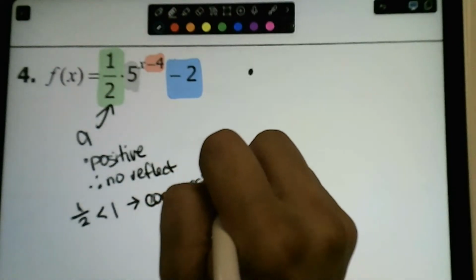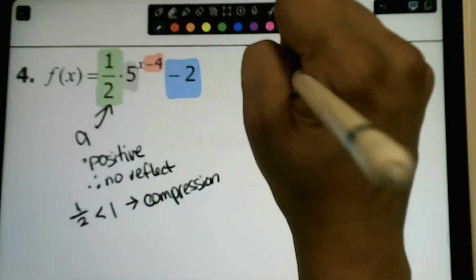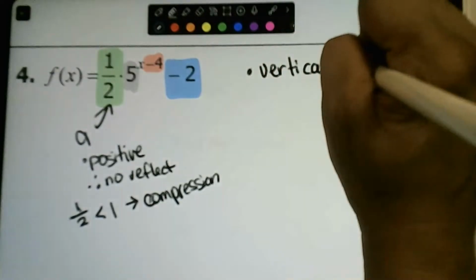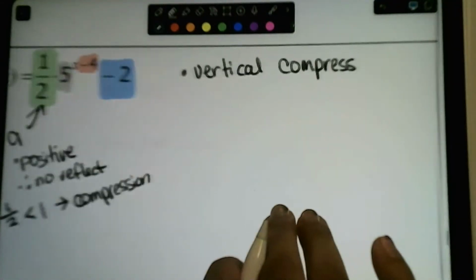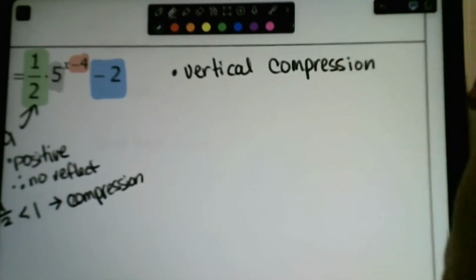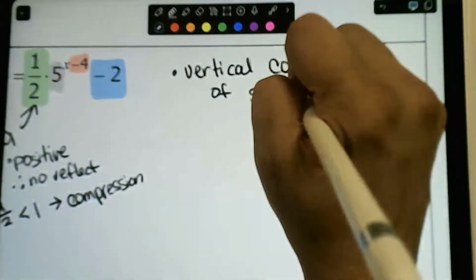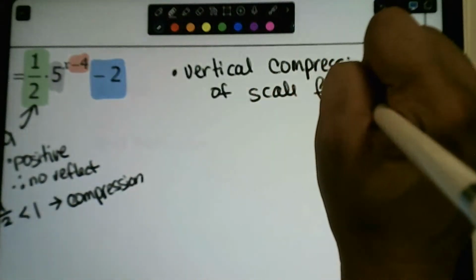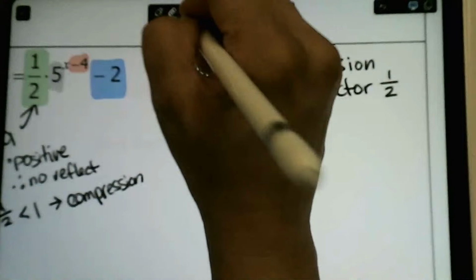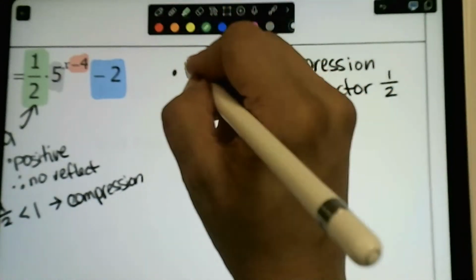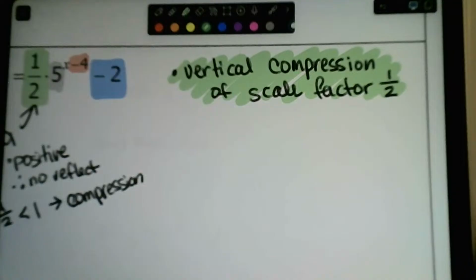All right. So I'm ready to write my first statement. There is a vertical compression of scale factor, whatever the value of A was. That's the information that A gave me.